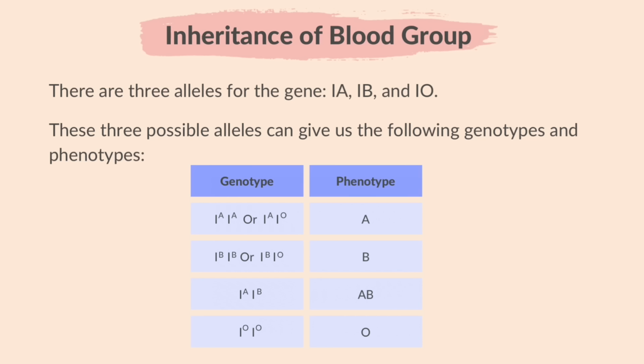The alleles IA and IB for the blood group gene are codominant, meaning that they both show their effects when present together. They are both dominant over the IO allele. The gene is represented by the letter I, and the superscripts A, B, and O represent the different alleles.